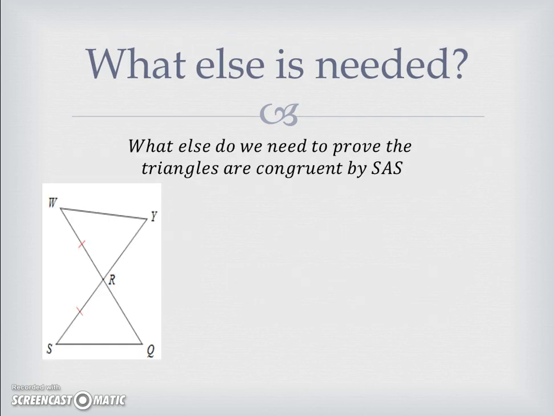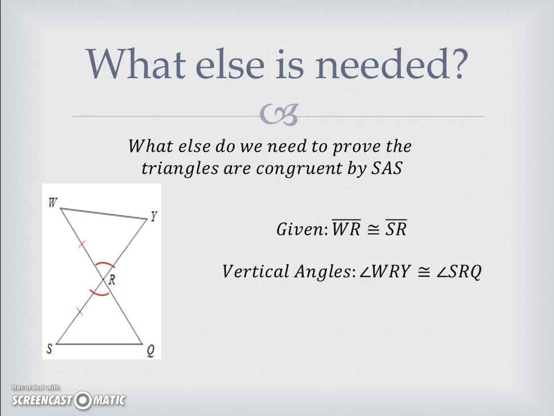What else is needed in side-angle-side? Well, we have a pair of sides, which is WR and SR. We have a pair of vertical angles, and we can go ahead and mark those. So what we actually need in this, we have a pair of sides and a pair of angles. We need another pair of sides touching that angle. So we need YR is congruent to QR.